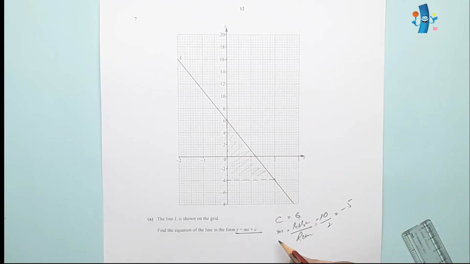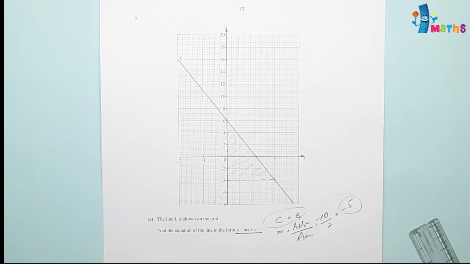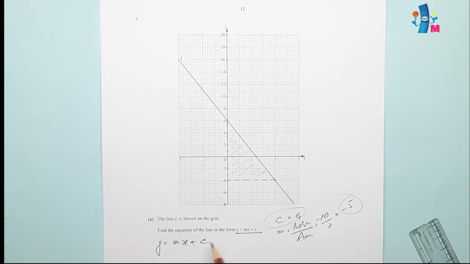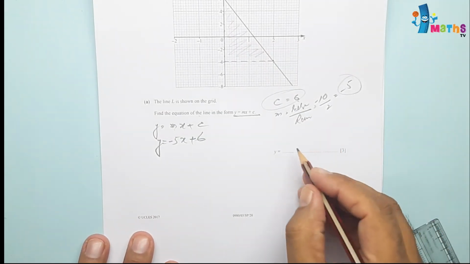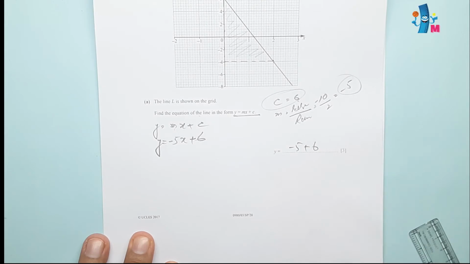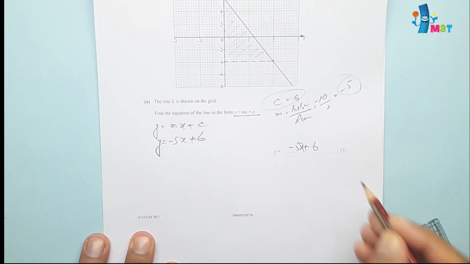So we have two values, the value of c and the value of the gradient. So we can write y = mx + c. m is minus 5 and c is 6. So our equation will be y = -5x + 6, minus 5x plus 6 basically.